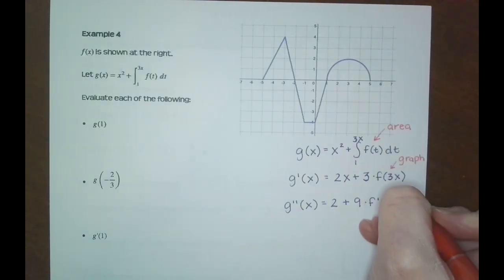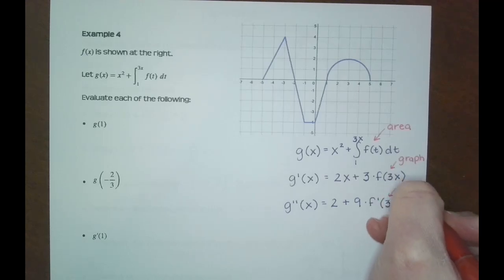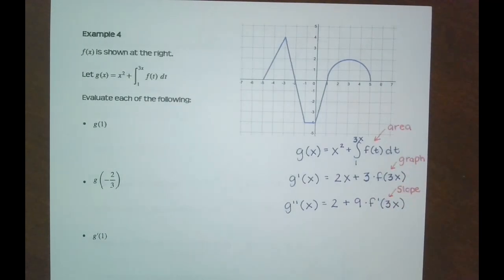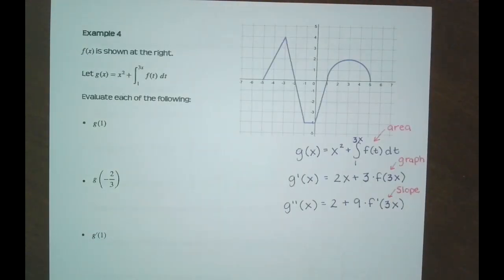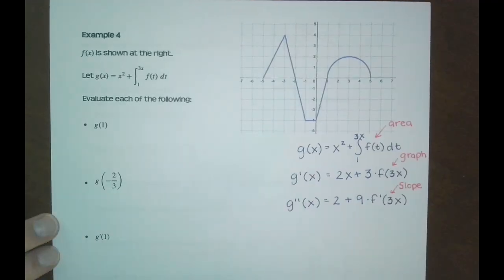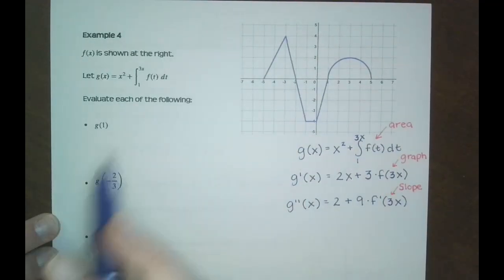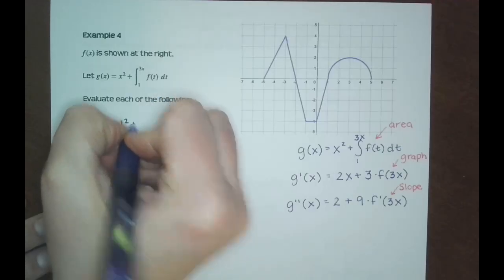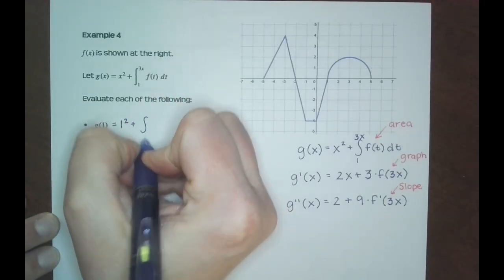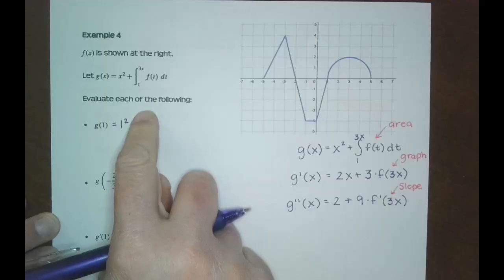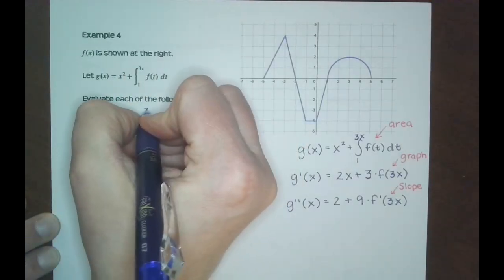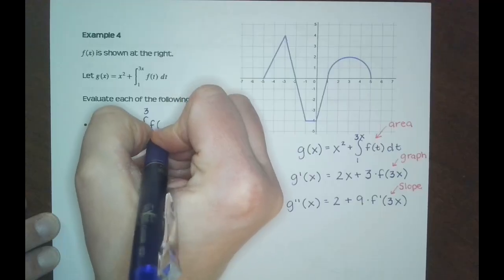F prime is going to be talking about a slope. It's kind of always these 3 things, right? Area, graph, slope. Okay, so when I say that I want g of 1, let's write out what this would look like using our g of x function. G of 1 means I need to do 1 squared plus an integral from 1 up to 3x, and my x is 1, so 3 times 1 is 3 of f of t.